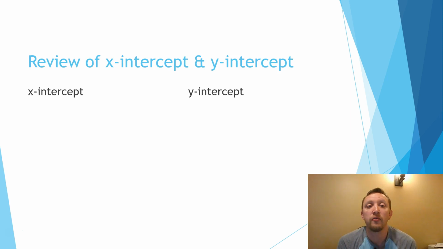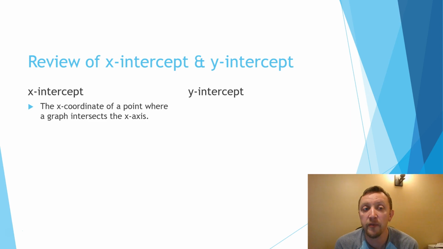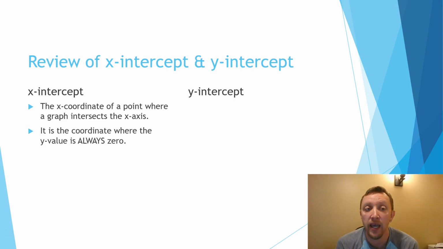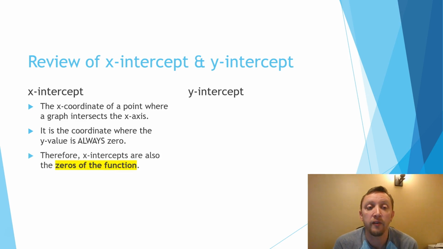All right, so let's review what we just talked about, x and y intercepts. This is something that you should be familiar with. Remember the x-intercept, that's the x-coordinate of a point where a graph intersects the x-axis. It is a coordinate where the y value is always 0. So you could have an x-intercept of 3. That means it's got the coordinate (3, 0). Therefore, x-intercepts are also the zeros of a function. So if they ever ask you for the zeros of a function, they're asking for the x-intercept.